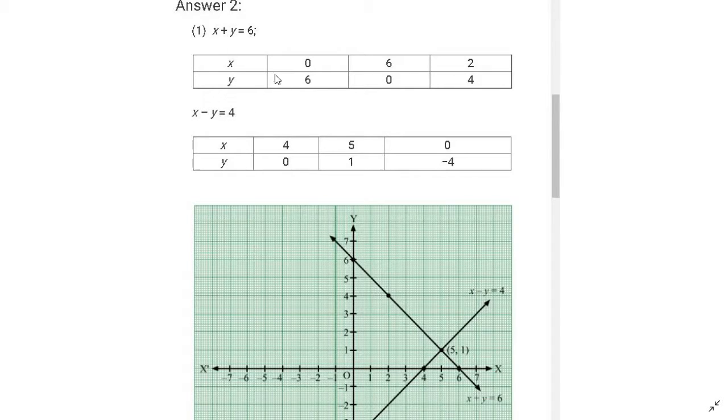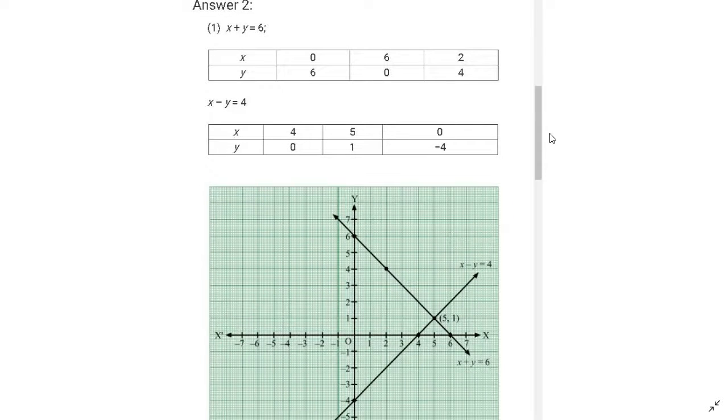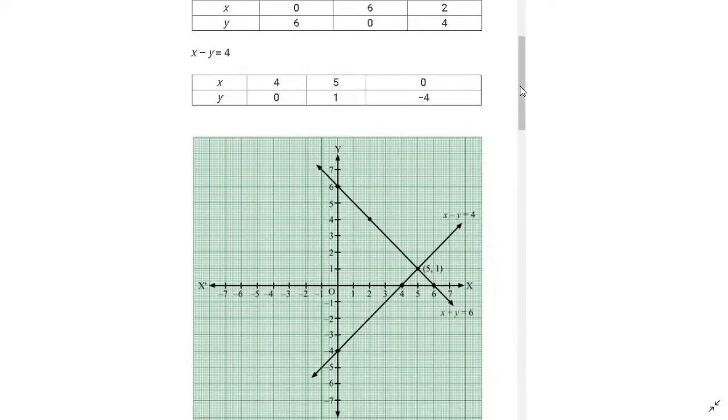When x is equal to 0, y is 6. When y is equal to 0, x is 6, right? This is a simple method to write the table. Just put these values of x one by one. Firstly put the value of x as 0, then calculate y, then put the value of y and calculate x. When x is 0, y is 6. When y is 0, x is 6. Then put another value. Let's put x equal to 2, then y is 4. Similarly, complete this table also.